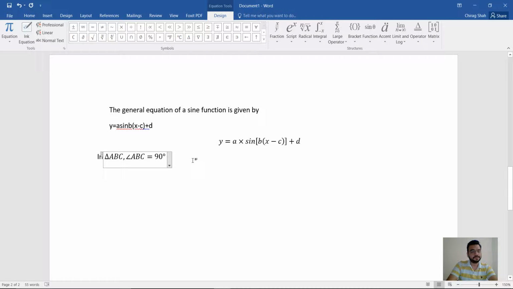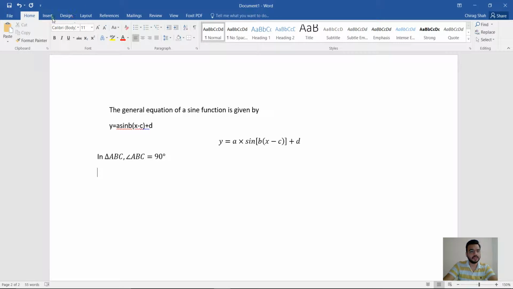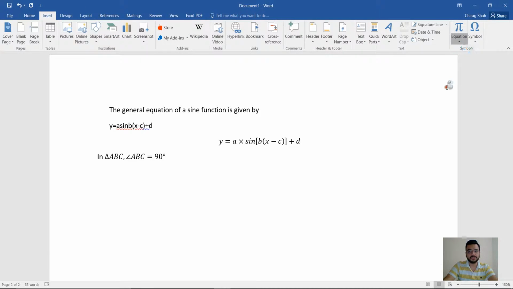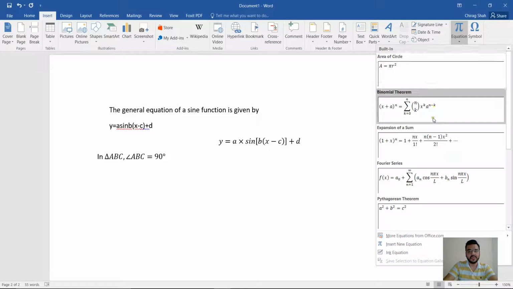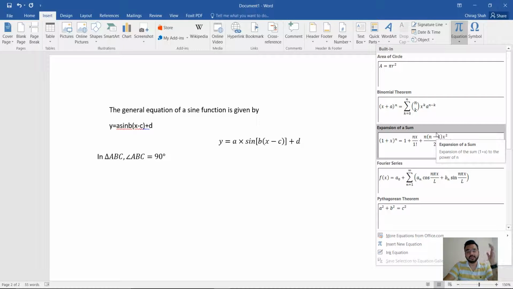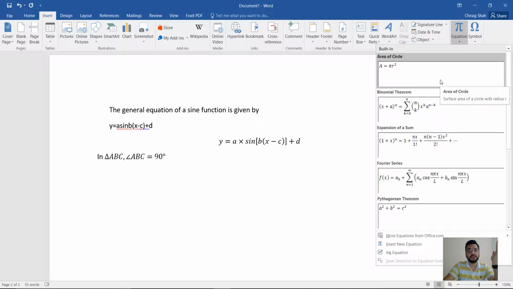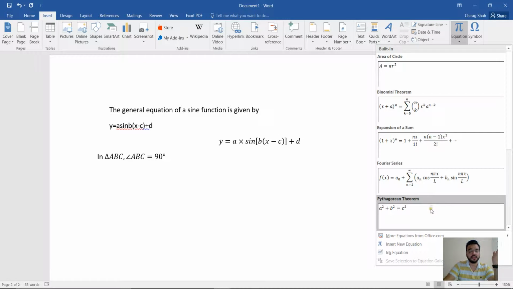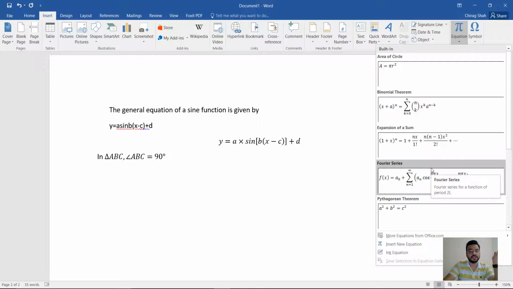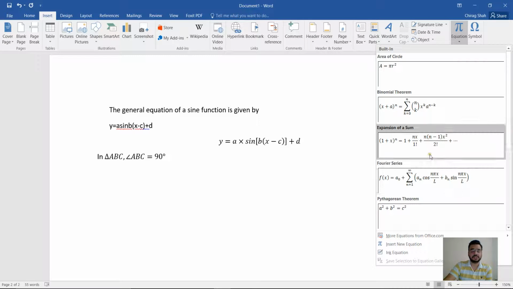And let's say I want to show some of the basic functionality. Some of the basic equations are already available in Word. So if required, like Pythagoras theorem and the area of the circle, the binomial theorem, expansion of a sum, Fourier series, a couple of the equations are available as inbuilt equations in Word. So you can make use of these.